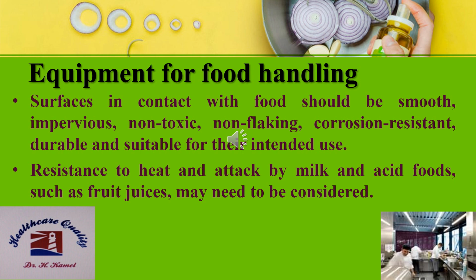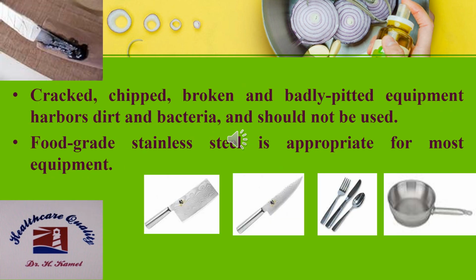Equipment for food handling. Surfaces in contact with food should be smooth, impervious, non-toxic, non-flaking, corrosion-resistant, durable, and suitable for their intended use. Resistance to heat and attack by milk and acid foods, such as fruit juices, may need to be considered. Cracked, chipped, broken, and badly pitted equipment harbors dirt and bacteria and should not be used. Food grade stainless steel is appropriate for most equipment.